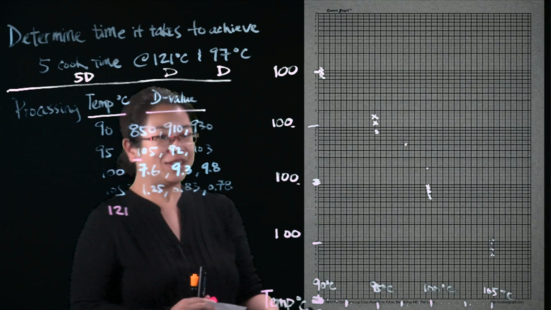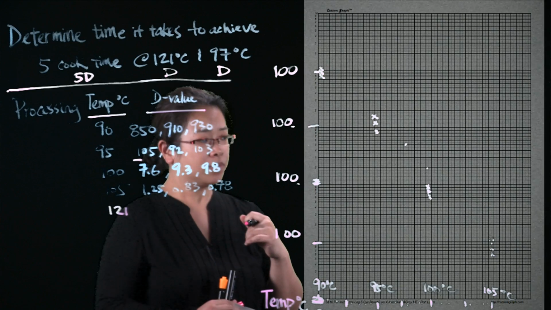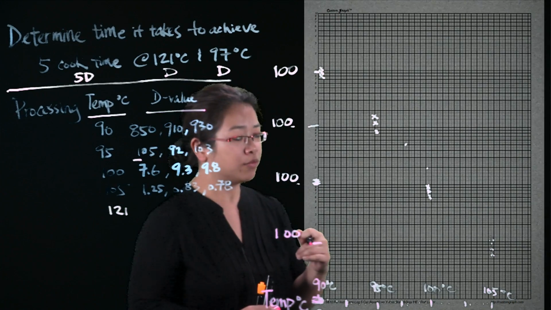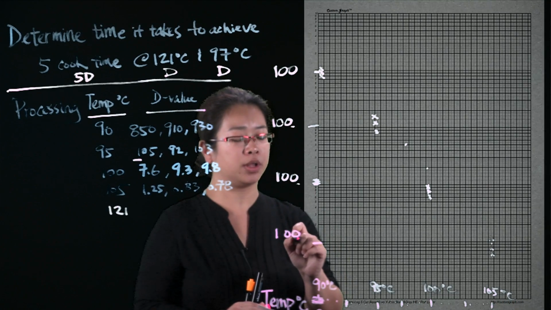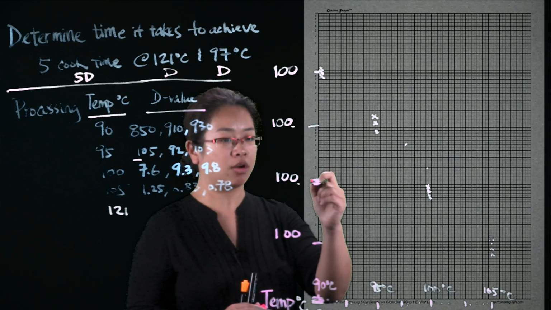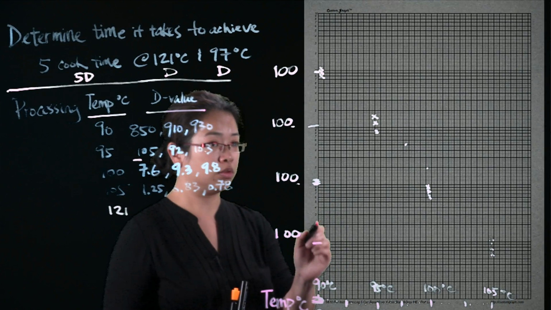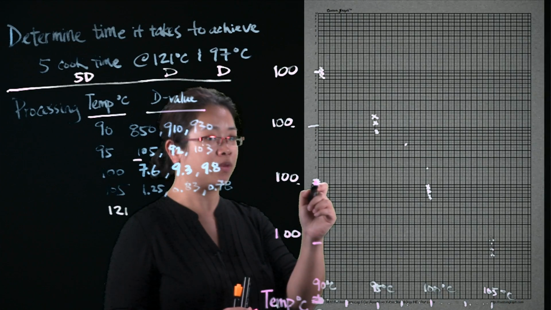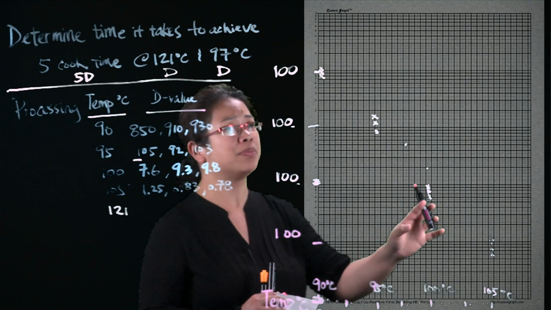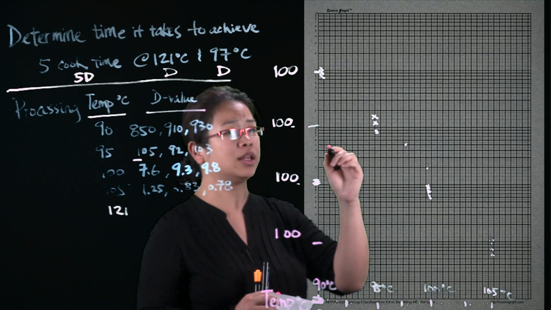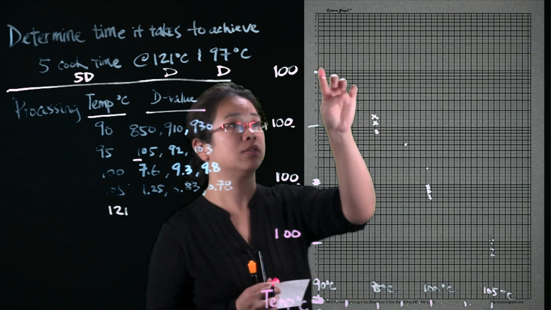To make this a little easier, I've already plotted part of the Z value curve, the thermal death curve, but what should I put in here? Again, remember this is a logarithmic scale. Every major scale from here to here will increase by a factor of 10. I don't want to make it too easy, so let me just erase this here now.